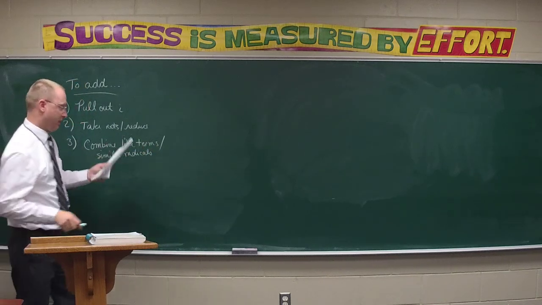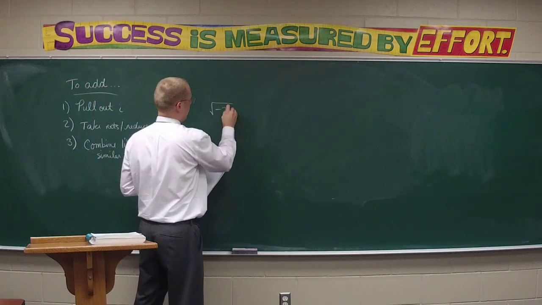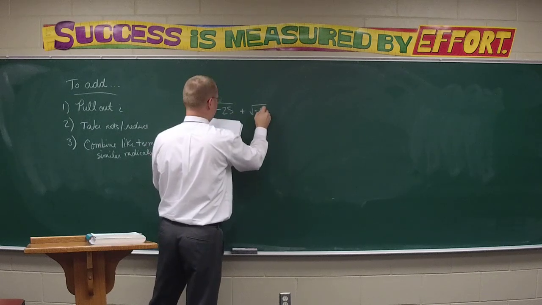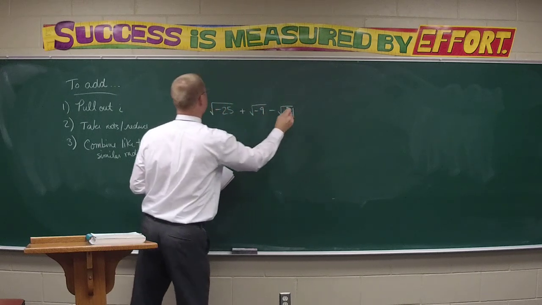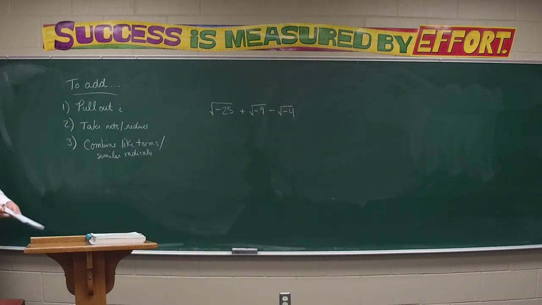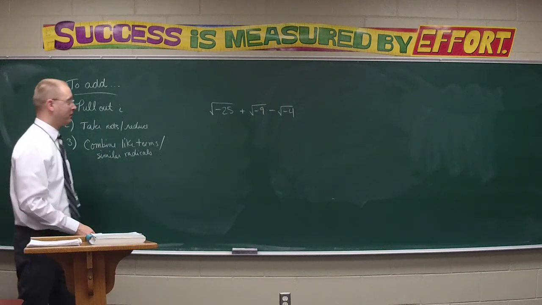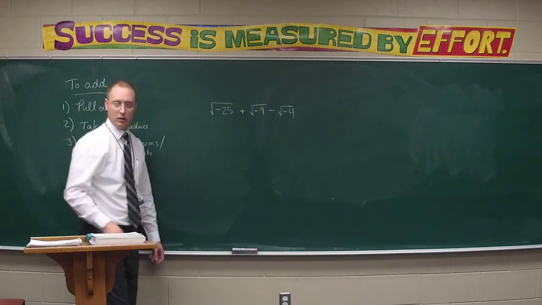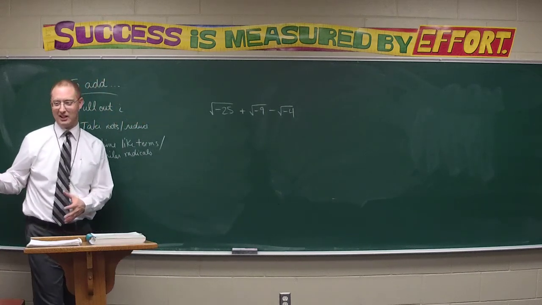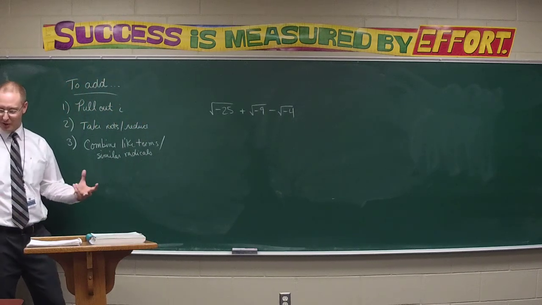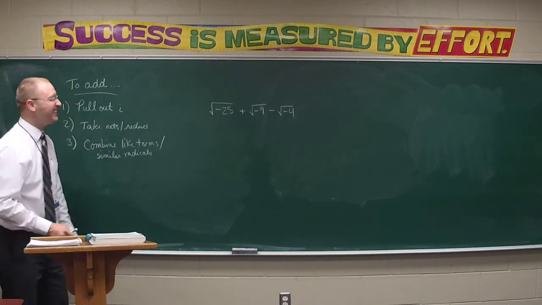So for instance, if I have the square root of negative 25 plus the square root of negative 9 minus the square root of negative 4. I see square roots of negatives. What's the first thing I gotta do, Kendall? Pull out negative. Or take out your i. Now take out your i. Oh, you pull it out. Rip out, no, pull out your i.